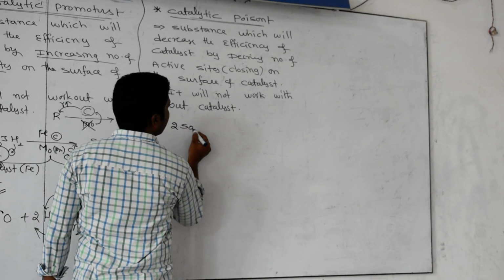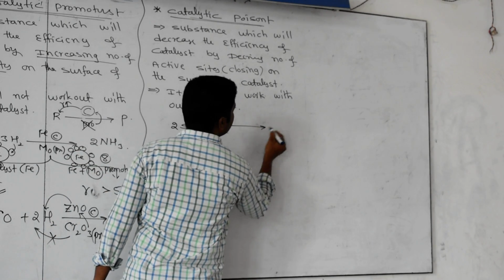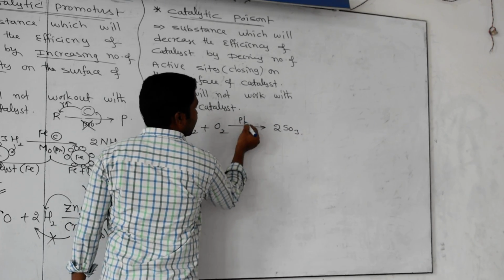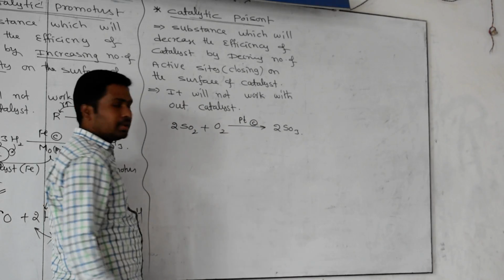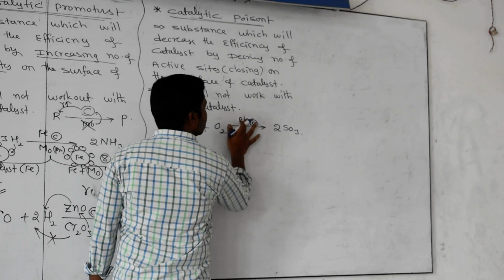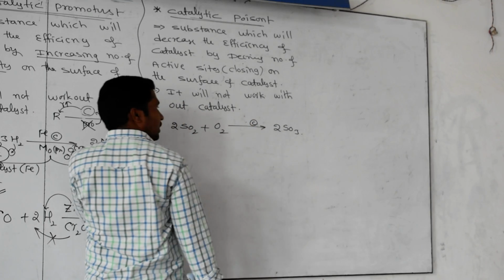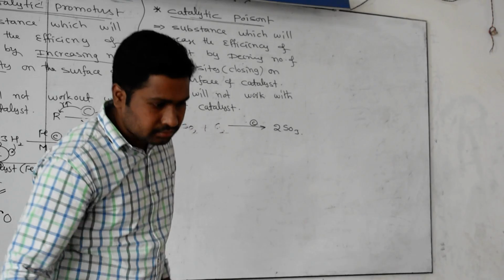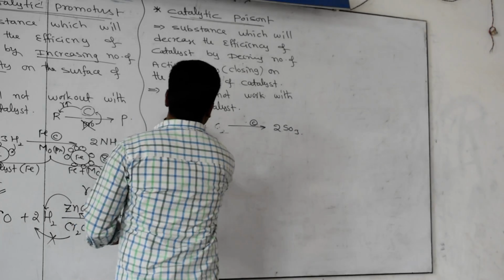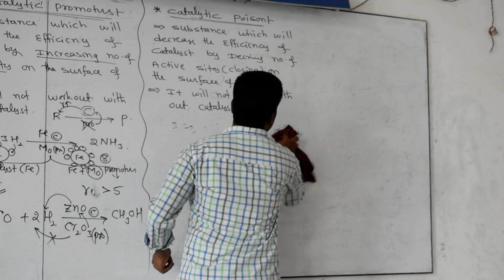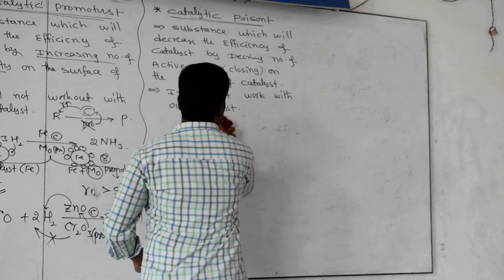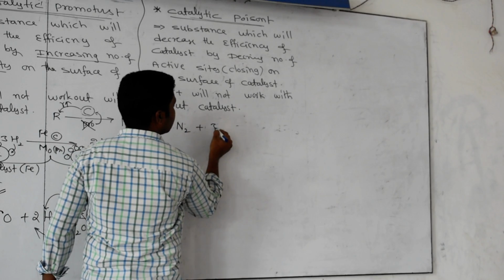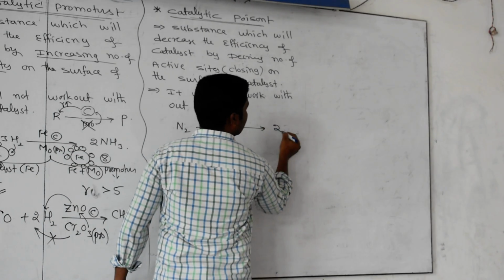For example, 2SO2 plus O2 gives rise to 2SO3. Here we can take platinum as the catalyst, which is a costly material, or otherwise you can take iron only. We have to change the reaction now. Just see. Okay, you see this one, the same N2 plus 3H2 gives rise to 2NH3.